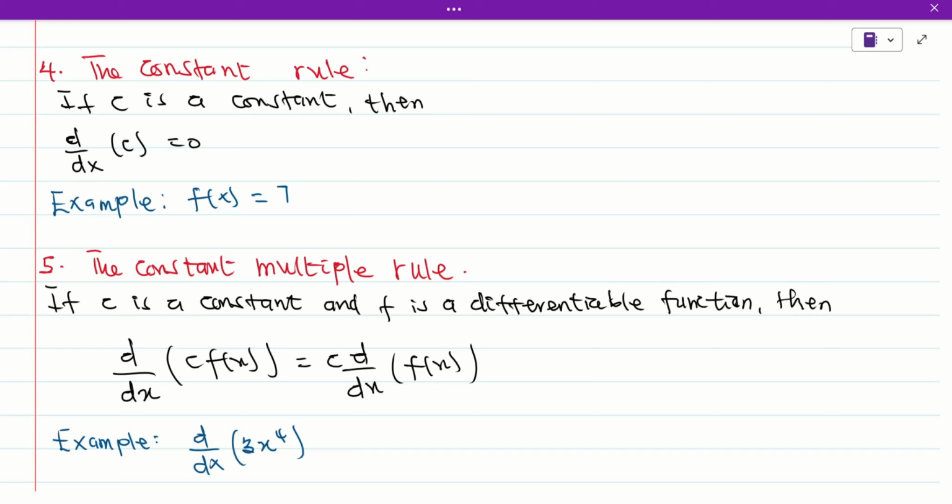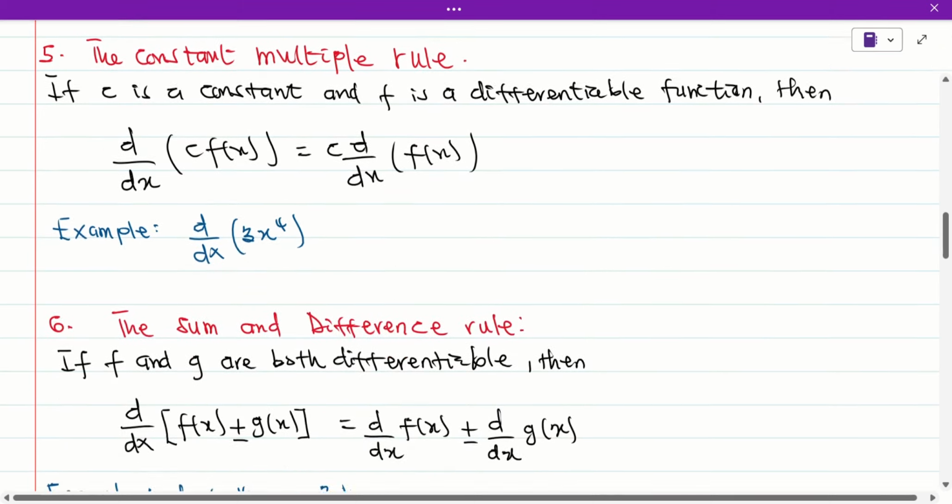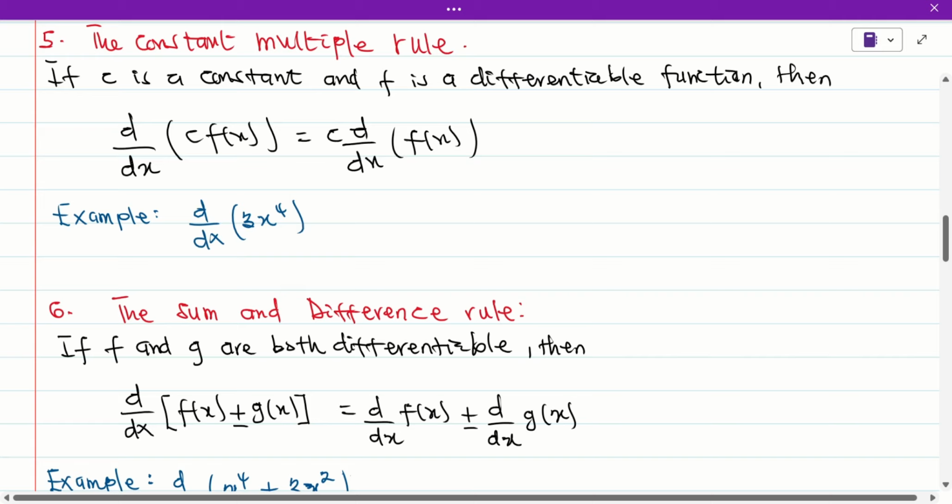For example, we have been given our function f of x to be equal to 7. So our f prime of x, or d/dx, here is going to be 0. It's going to be 0 because 7 is a constant. We get it. So the next rule is called the constant multiple rule.